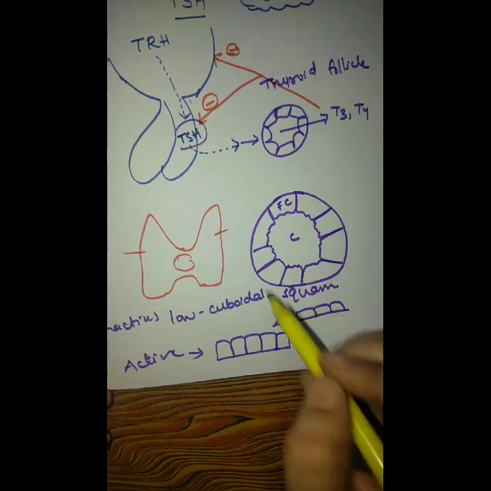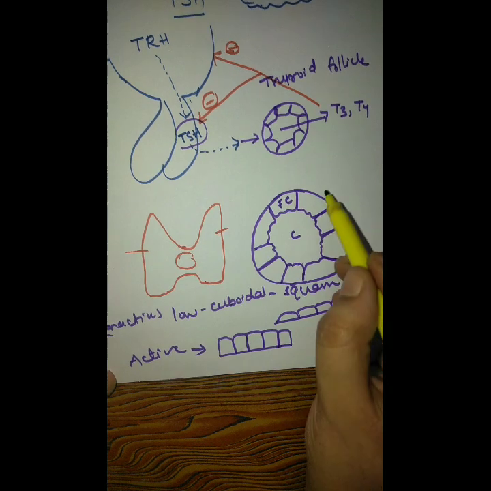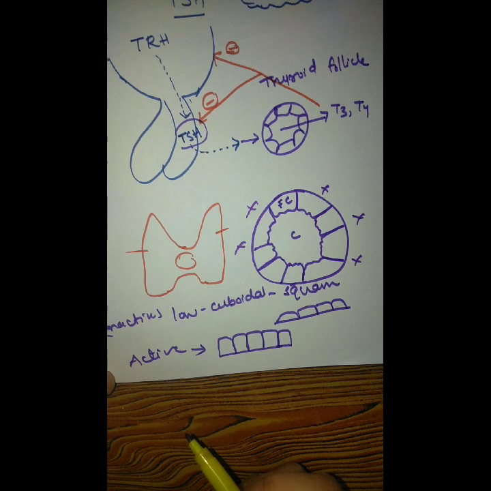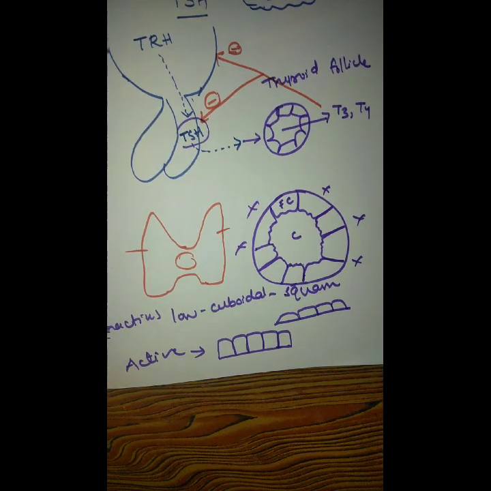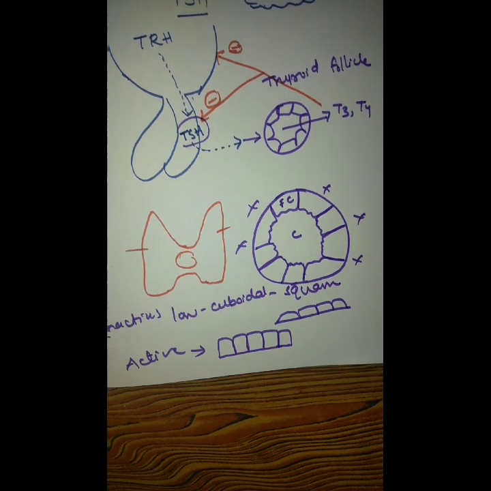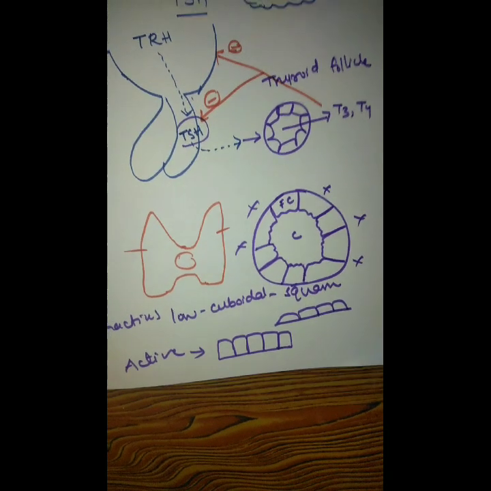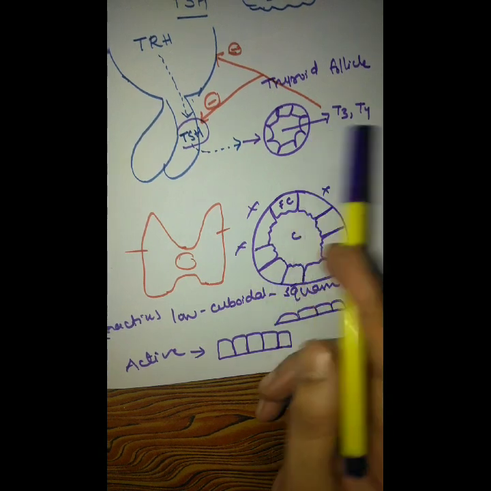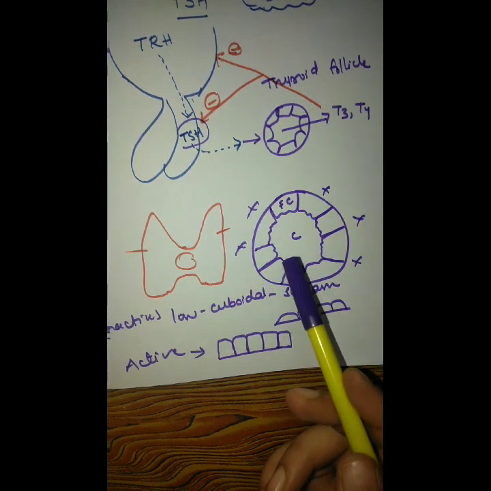And apart from these follicular cells, we have a few parafollicular cells present in your thyroid gland, and these parafollicular cells synthesize and release another hormone, that is calcitonin. So basically you can expect three hormones synthesized and released from your thyroid gland. The first two are T3 and T4, and the third one is calcitonin.